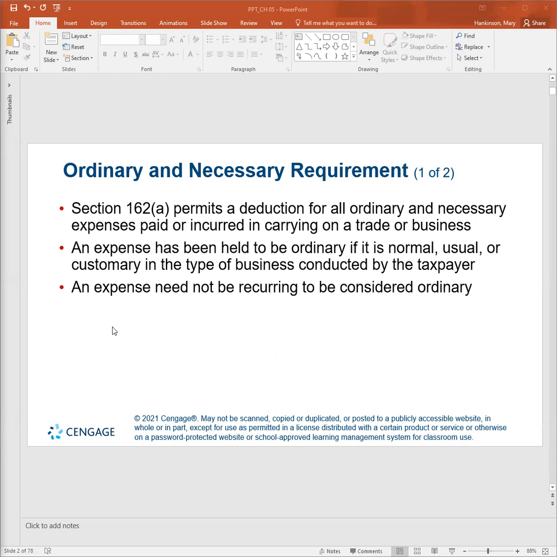Now, note that an expense need not be recurring to be considered ordinary. For example, a business may incur an expense related to a rare and unusual event. However, if other businesses in a similar situation are likely to incur a similar expense, the expense can be considered ordinary even though it is not recurring.